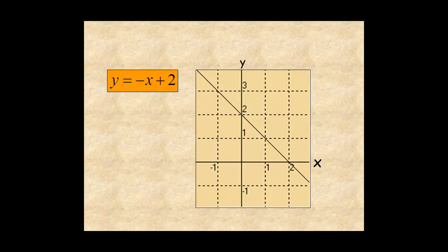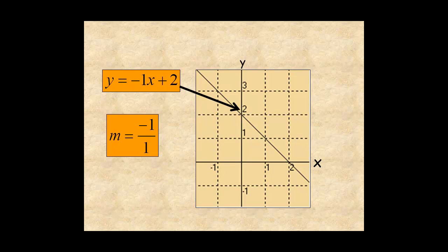For the equation y equals negative x plus 2, there also doesn't seem to be a slope. You have to read this as y equals negative 1x plus 2. The slope is negative 1 over 1. So the line starts at 2 and goes down 1 and over 1 to the next point.